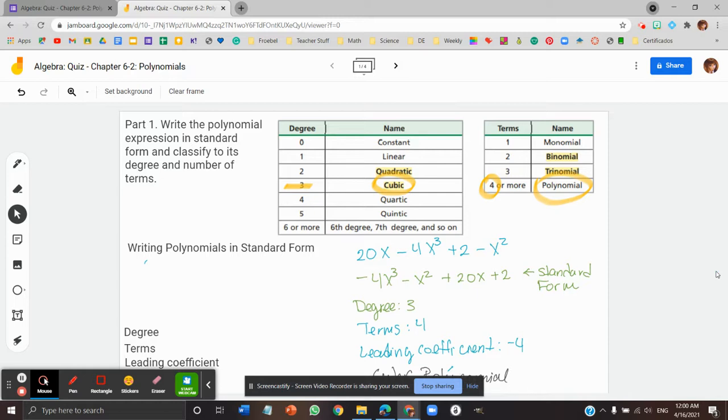If it only has 1 term, meaning that it doesn't have an addition or subtraction dividing anything, then it will be a monomial. If you have 2 terms, divided by adding or subtracting, then you will have a binomial. If you have 3 terms, it will be called a trinomial. If you have 4 or more, then it's going to be a polynomial.